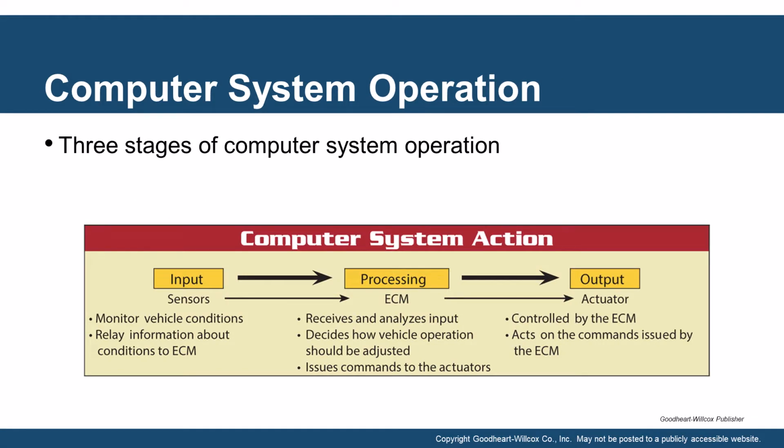Computer systems generally have three different stages. And they can be broken down into other subsystems, but we're going to be looking at inputs that include the ability for us to have sensors on the vehicle that monitor conditions. This in turn relays information to the ECM, or the engine control module. Those inputs are analyzed, they're processed, and those inputs that are received by the ECM decide on what operation should be adjusted and issues commands to the actuators. Those actuators or outputs controlled by the ECM act on commands issued by the ECM and cause various functions to change.